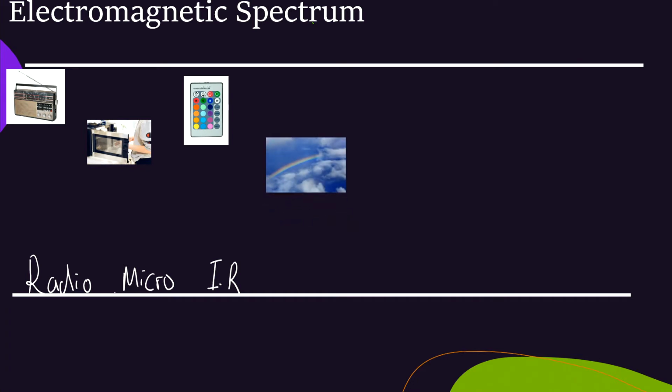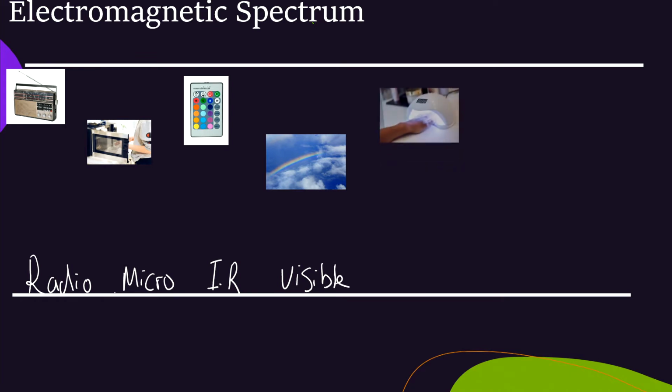Followed by our visible spectrum, which we said is the only part of the electromagnetic spectrum that we can see. This represents our ultraviolet. So this is UV light. And again, the wavelength is decreasing as we're moving down through our electromagnetic spectrum. This represents an X-ray. And lastly, the type of radiation that has the shortest wavelength is our gamma rays.